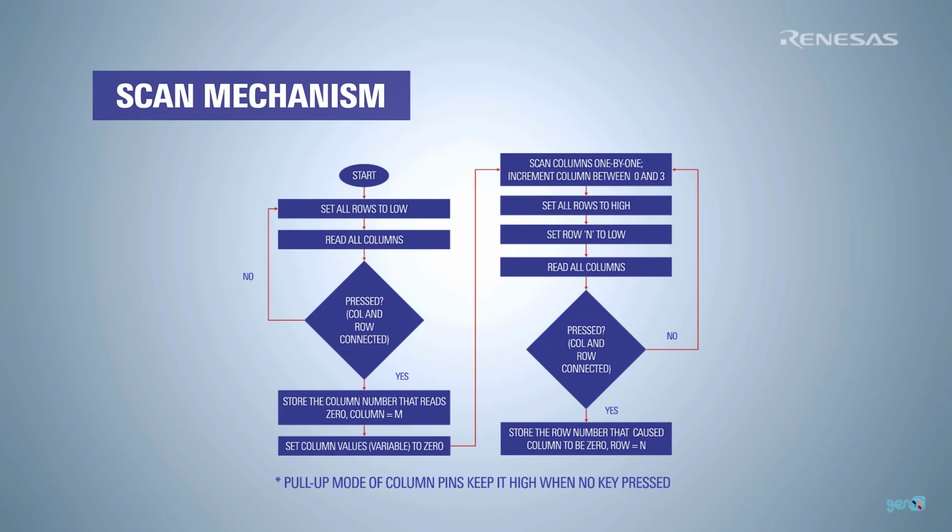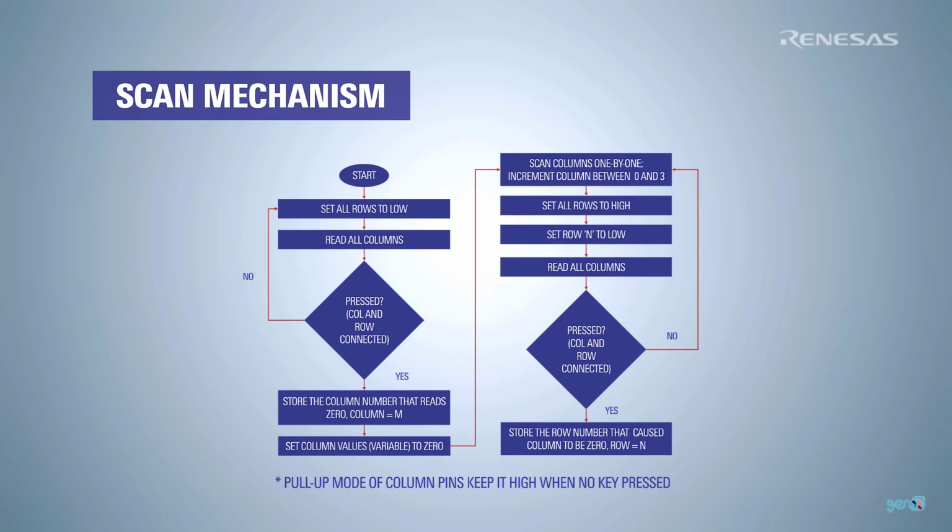The scan mechanism can be expressed in a flowchart as shown here. We start by setting the row output to 0. In a loop, we keep checking whether a button is pressed by reading the column state. If a key has been pressed, then one of the columns will read 0, being shorted with the row. The pressed key is located in this column, so we register that position.